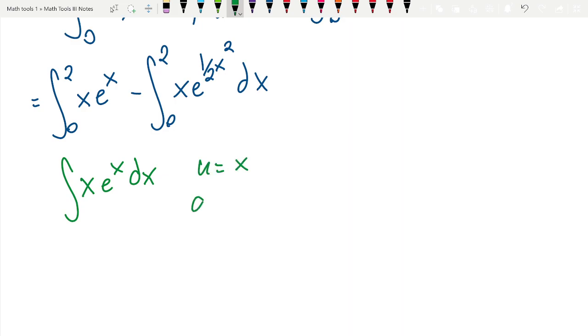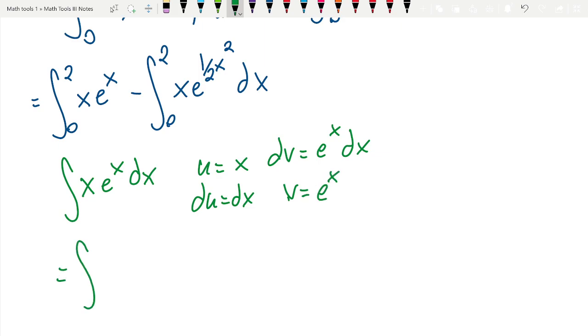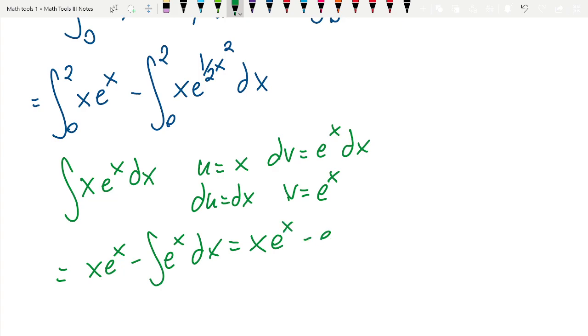So u equals x, so du is equal to dx. And we've done this one, of course, but it's always good to see it again, I'm sure. So v is equal to e to the x. So this is going to be equal to u times v, so x e to the x, minus integral of v du, e to the x dx. Okay, which is going to be x e to the x minus e to the x.